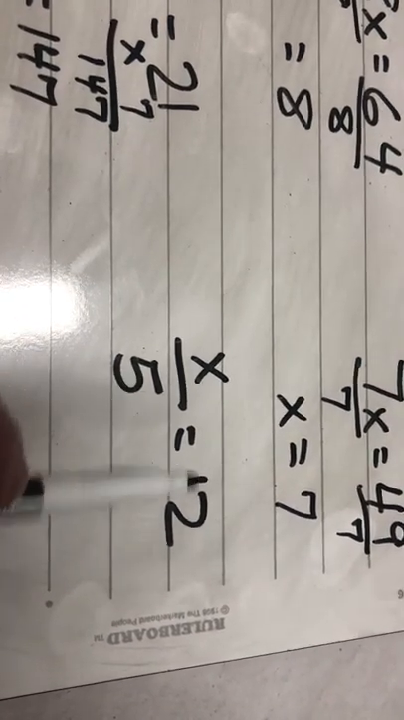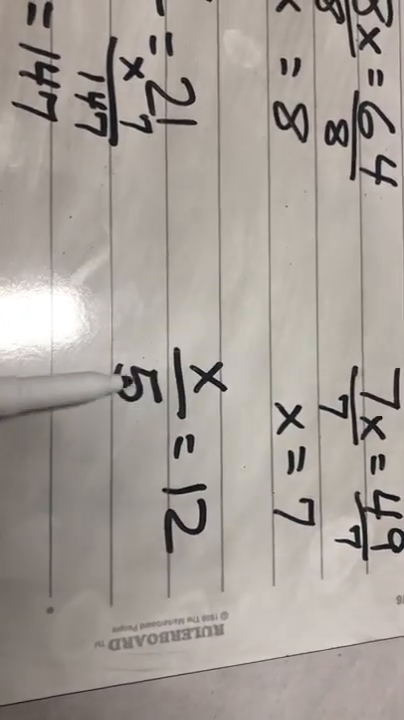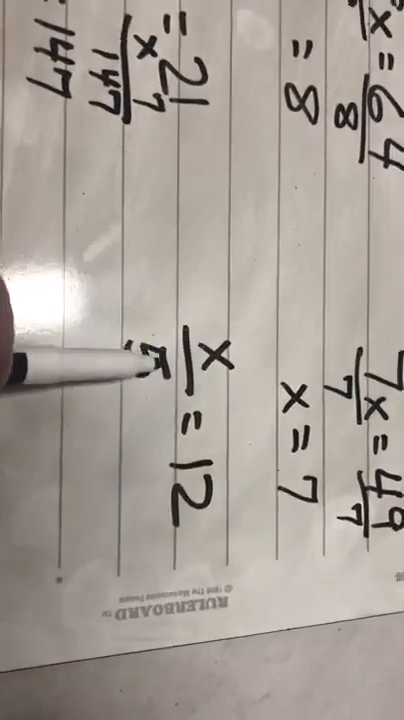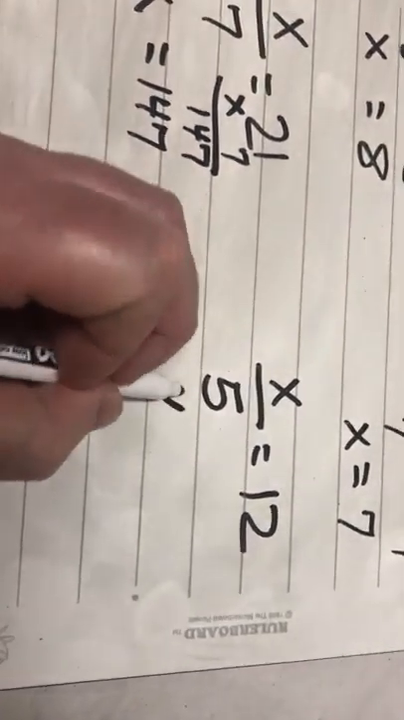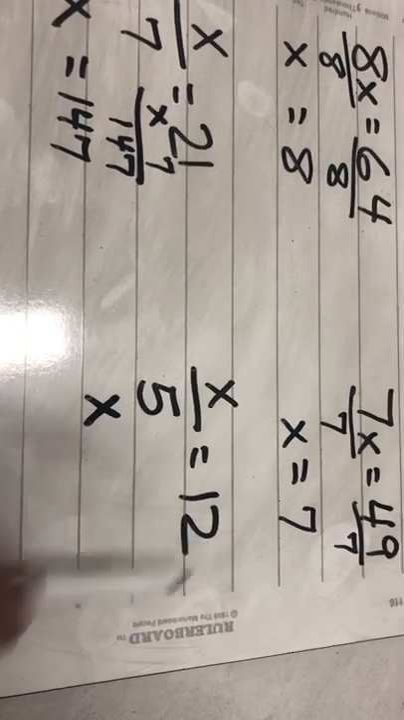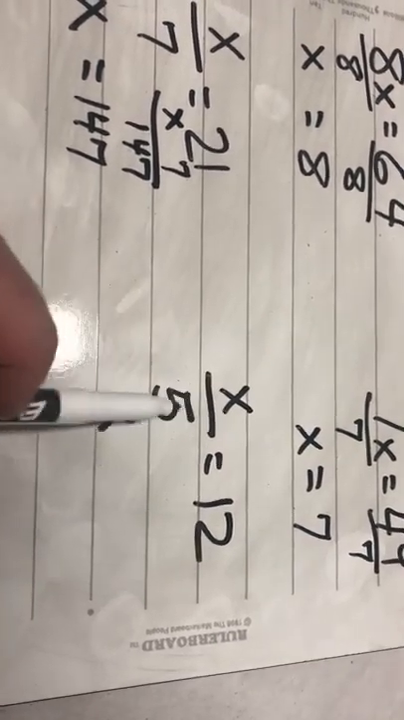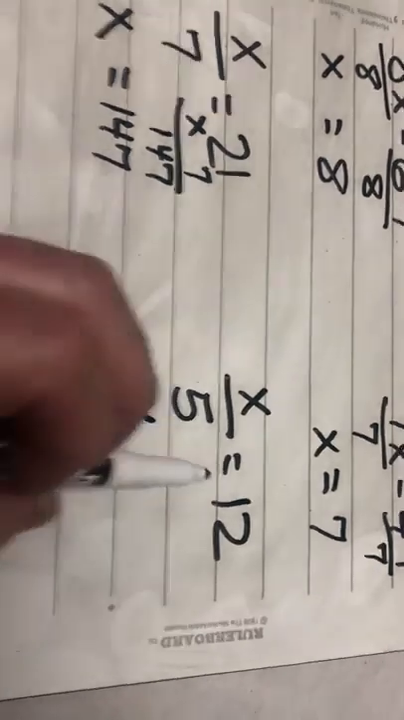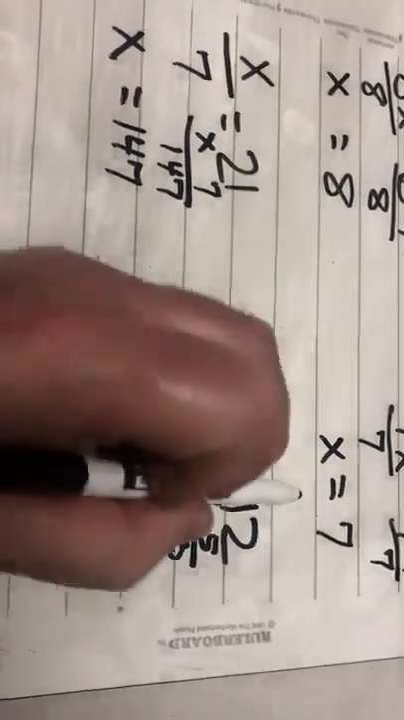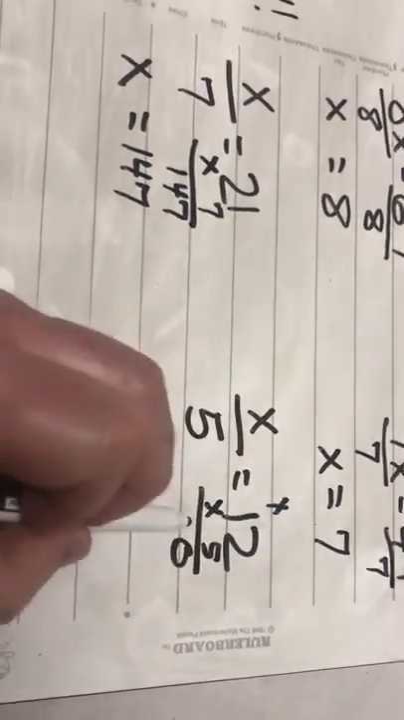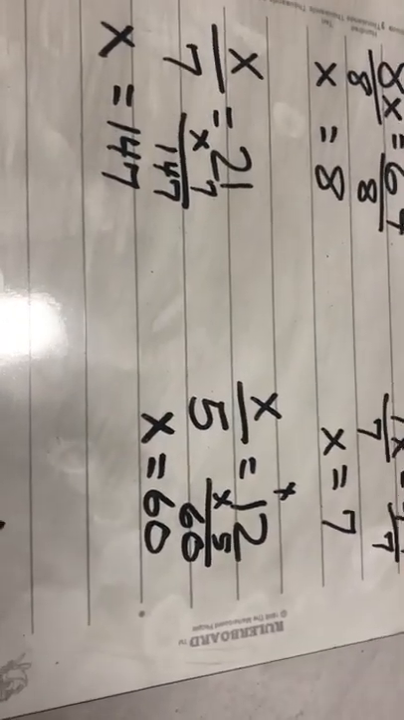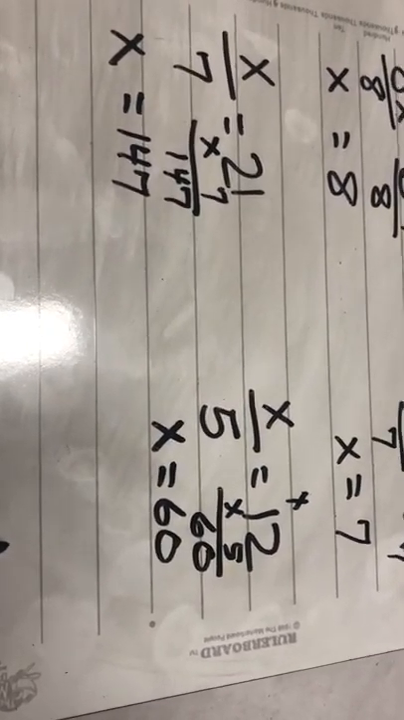X divided by 5 equals 12. Well, x divided by 5, I want to isolate the variable. X divided by 5, when I multiply everything by 5, I get x. But whatever I do to one side of the equation, I have to do to the other side of the equation. So when I do x divided by 5 times 5, I get x. But I have to do 12 times 5. 5 times 2 is 10. Put the 0 down, carry the 1. 5 times 1 is 5, plus 1 is 6. I get x equals 60. I can handle that. X equals 60.